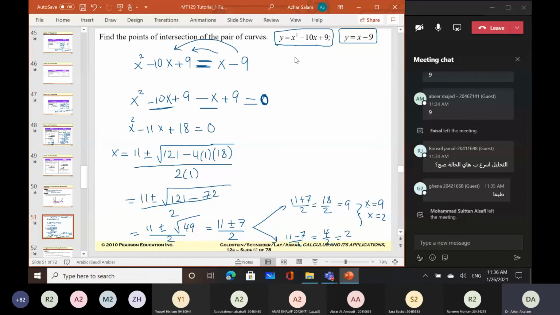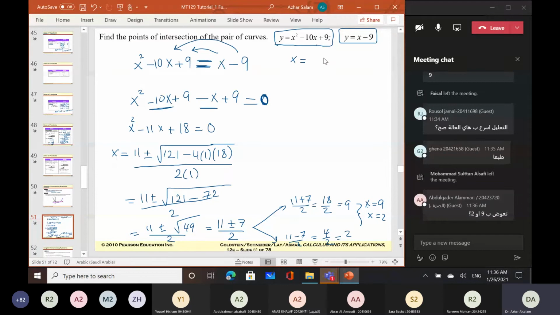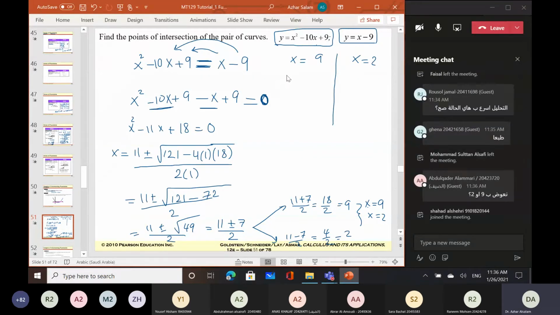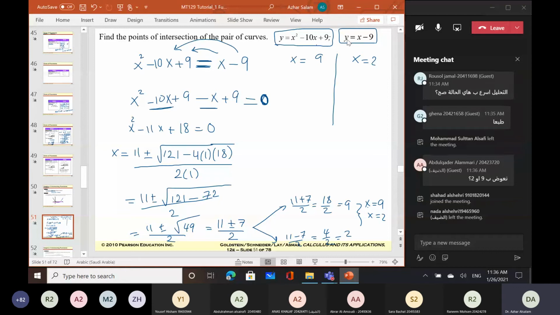Okay, so here I have x for the first one, which is x equals 9, and the second x equals 2. I have to find y, right? I can choose, of course, each one of these functions. I decide to choose this since it's easier to find y.